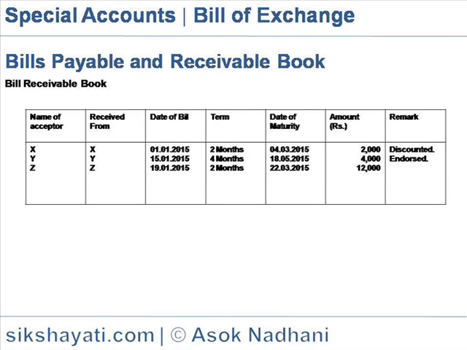Bills receivable book. This book shows the acceptances received, so it will not show other entries related to the bill of exchange. The first column shows the name of the acceptor, and the second column shows received from. These two are normally the same but may differ. The next column shows the date of bill, then the term, the date of maturity, the amount, and remarks.